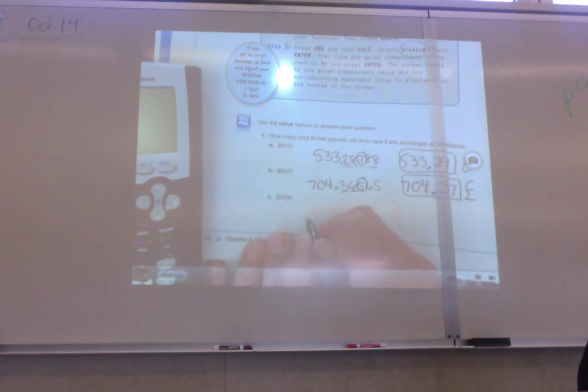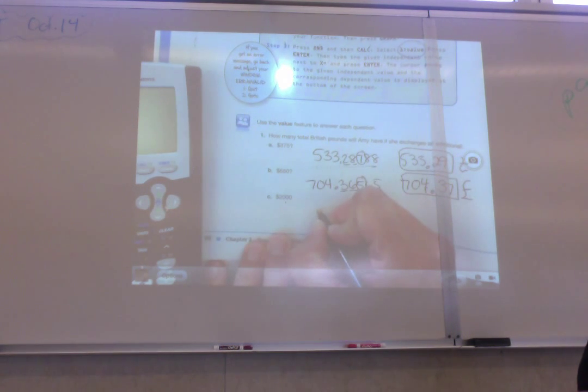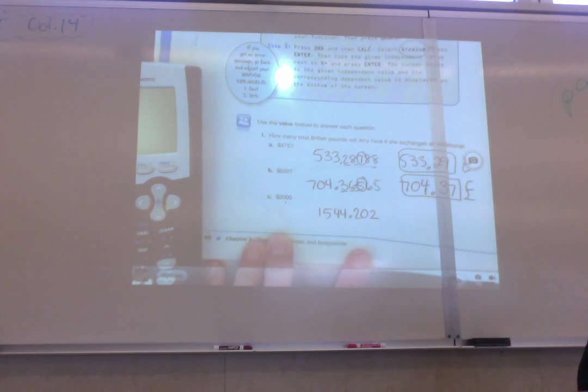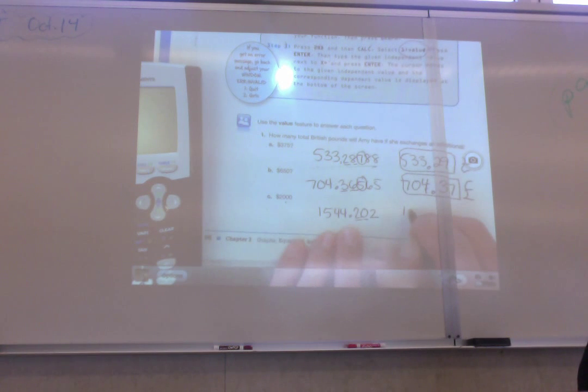Wyatt, what do you get for C? Well, the answer with the pounds, I got, oh, never mind. 1,544.202. How do we round that one? Keep it the same. 0.202. That's 2. It'd be 1,544.20. 1,544 pounds. 20 cents. 0.20, and it's pence. 20 pence if we're in United Kingdom. There we go. All right.